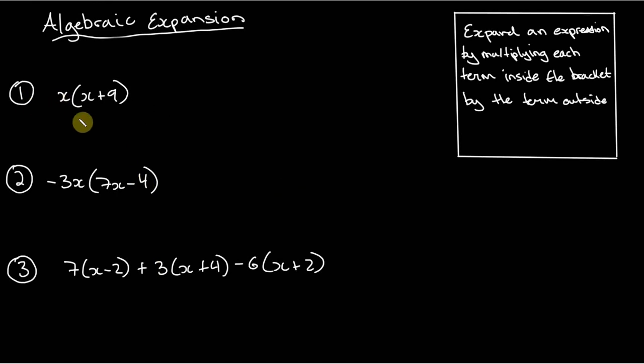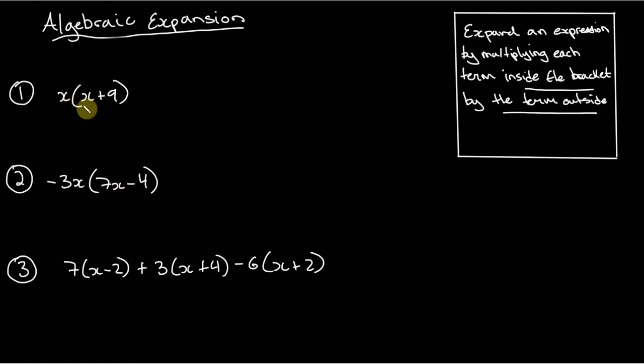For instance, we'll take number 1, where we've got x outside the brackets. And remember the key intuition when it comes to understanding the basics of algebraic expansion is that you can expand an expression by multiplying each term inside the bracket by the term outside. That's really all you've got to remember, in addition to the distributive law, and we should be more than fine to carry on with these problems.